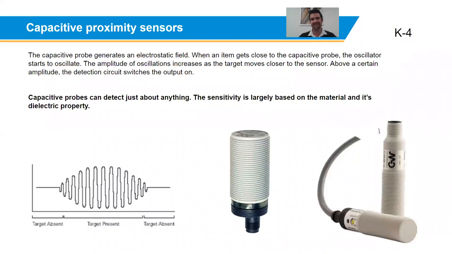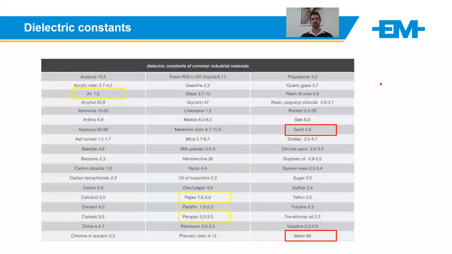These types of sensors can detect just about anything. It's largely dependent on the material's dielectric property, which means its ability to hold a charge, which is what the capacitive sensor uses for its detection. Here's a list of just some dielectric properties of various materials. You can see how they differ, from water being 80 to air being the base of 1. And you can see different properties are associated with different materials.